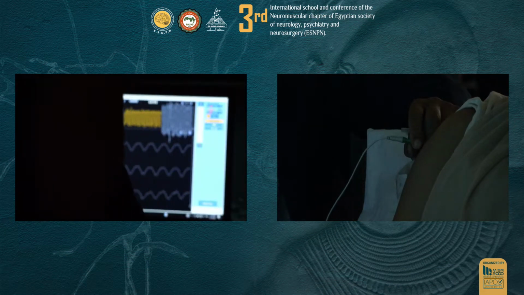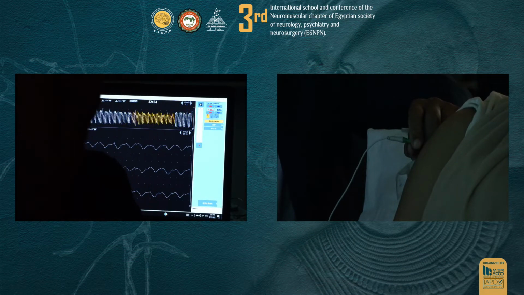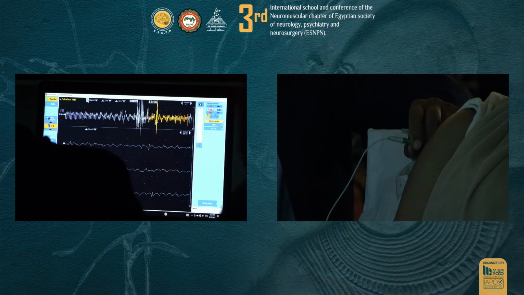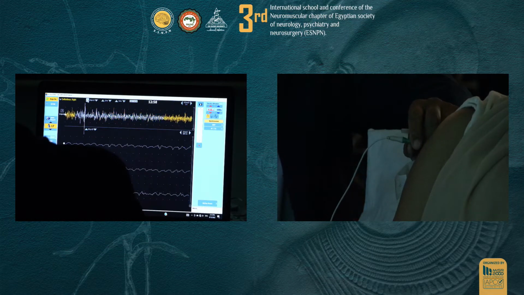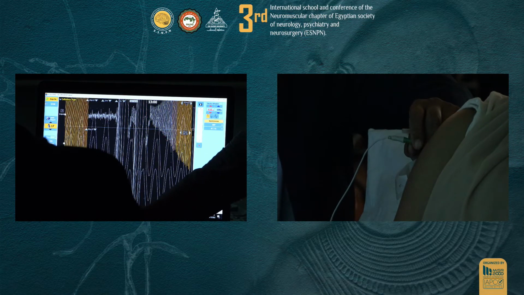I wanted to show you a recruitment pattern. Okay, so you can see. Can you raise the volume? We'll work with this. Don't worry about it. Inshallah, we'll finish it.